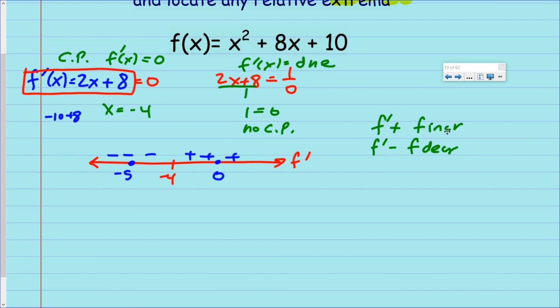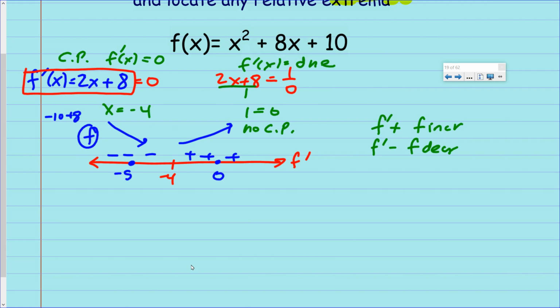Well, remember what we learned. When f prime is positive, f is increasing. When f prime is negative, f is decreasing. So you're going to draw your f's here. This is a picture of your f. The number line is a picture of your f prime. The pictures of f increasing and decreasing are a picture of my f.